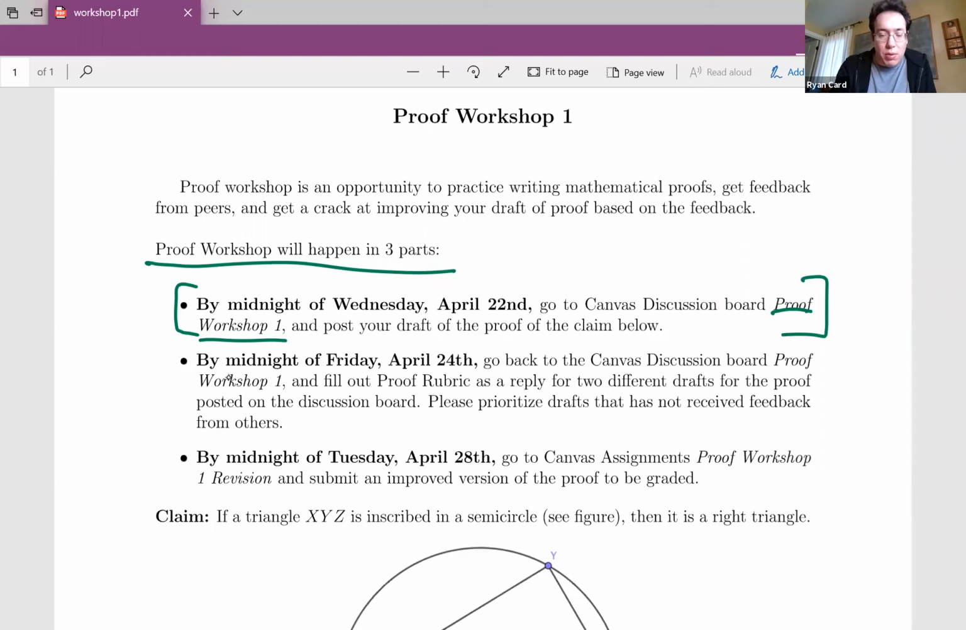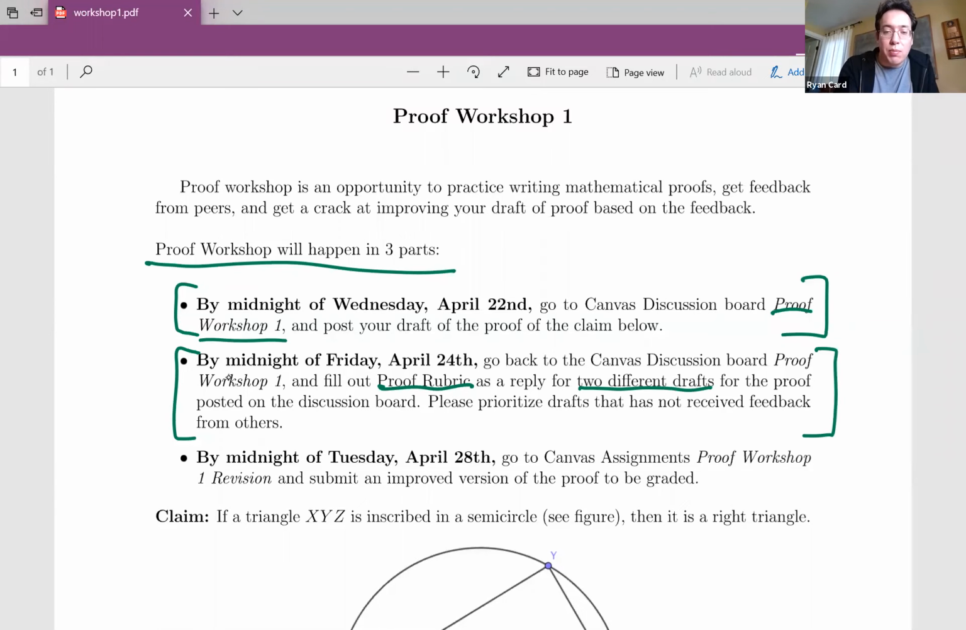So by Wednesday night, I want everybody to submit their post. Once you submit the draft of your post on the discussion board, you'll be able to see other people's drafts of proof as well. So step number 2 of the proof workshop is on Thursday up until midnight on Friday. I want you to go back to the proof workshop discussion board and start reading other people's drafts of proofs. And I want you to fill out the proof rubric for at least 2 other drafts other than your own of the same theorem, and critique it from 4 points of view and say a word or two about what you like about the proof and what you would change about the proof.